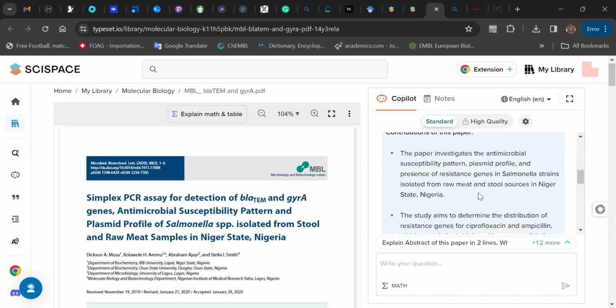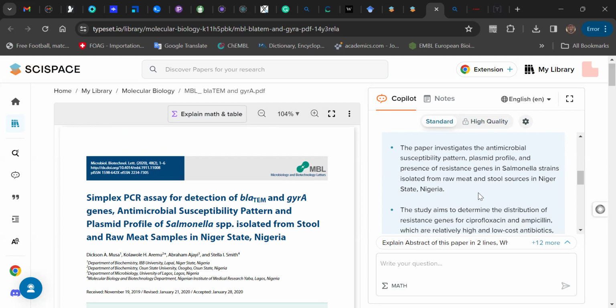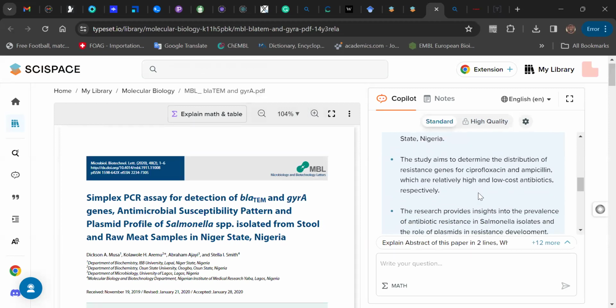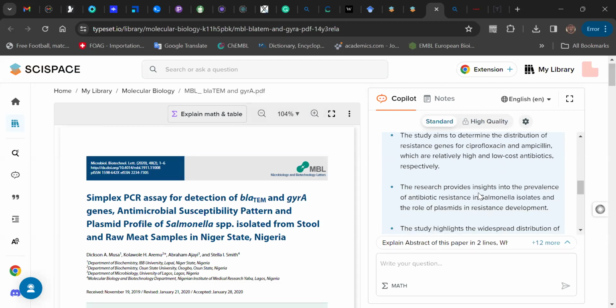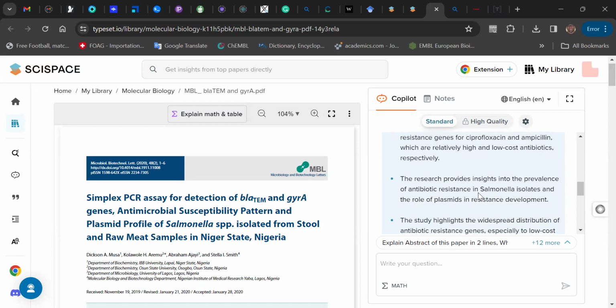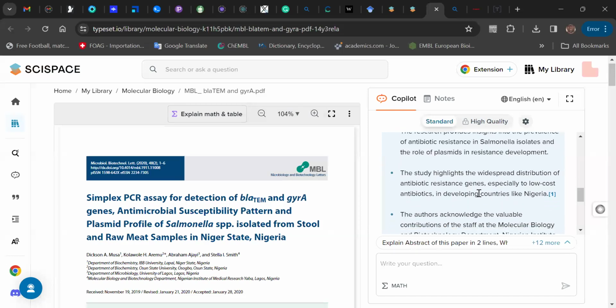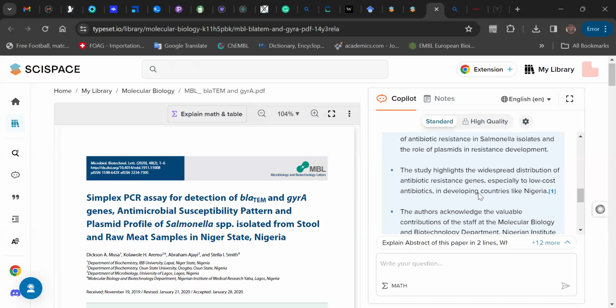SciSpace gives me the answer immediately. The paper investigates the antimicrobial susceptibility pattern, plasmid profile, and presence of resistant genes in Salmonella strains isolated from raw meat and stool sources in Niger State, Nigeria. The study aims to determine the distribution of resistance genes of ciprofloxacin and ampicillin, which are relatively high and low-cost antibiotics, respectively. The research provides insight into the prevalence of antibiotic resistance in Salmonella isolates.